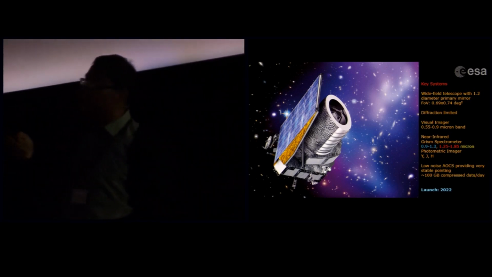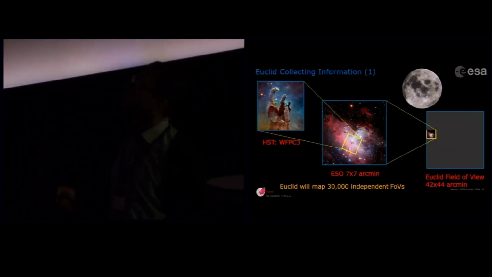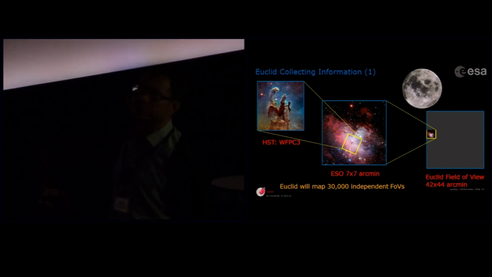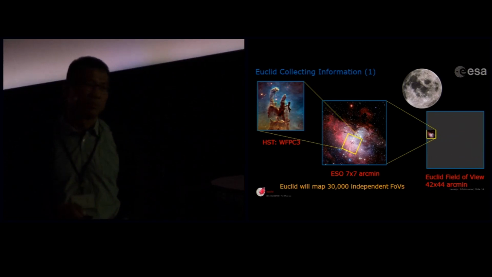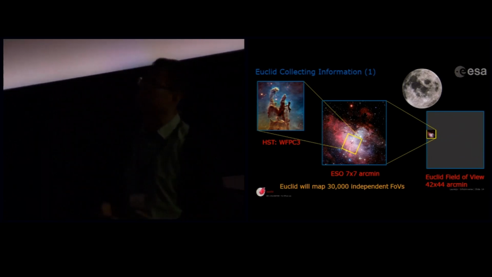Now, to give you an idea how well Euclid does, this is the famous Eagle Nebula, the Pillars of Creation, done by HST sometime. This is the camera HST. So this is a 7 by 7 arc-minute image from ESO, where this HST image is placed. And this is the field of view of Euclid, basically. So this is 42 by 44 arc-minutes. So there are a lot of HST fields in one frame of Euclid, and in fact, in one day, Euclid has done more imaging than HST in its entire lifetime can do.